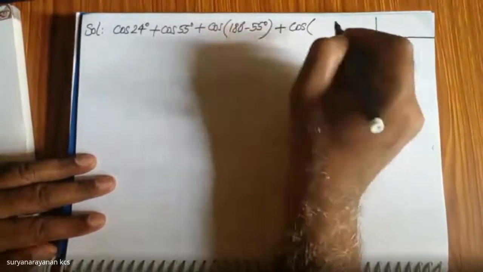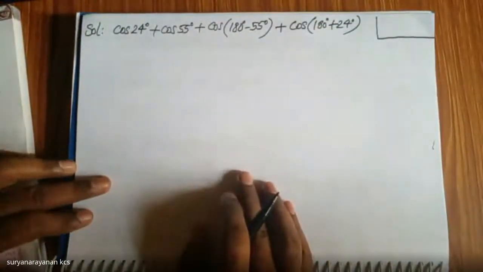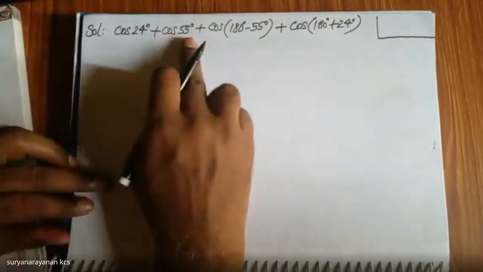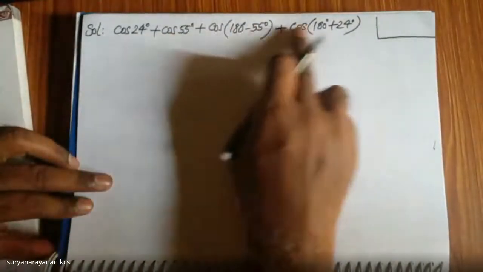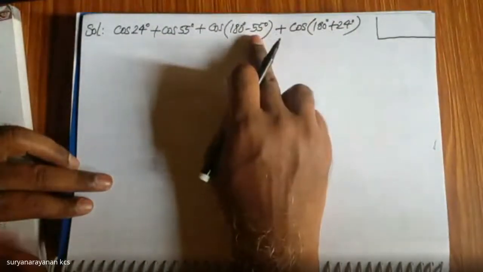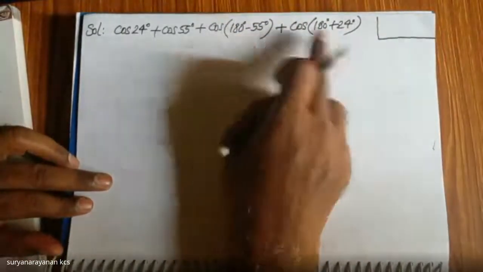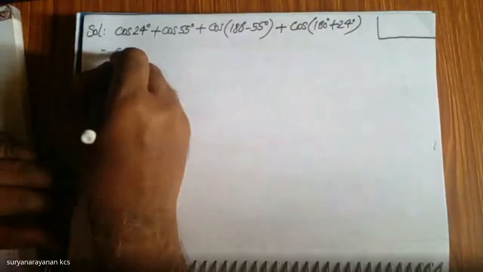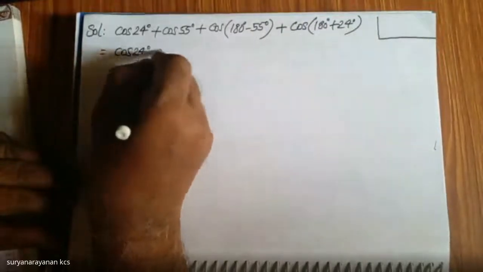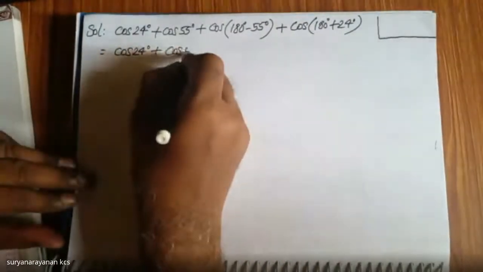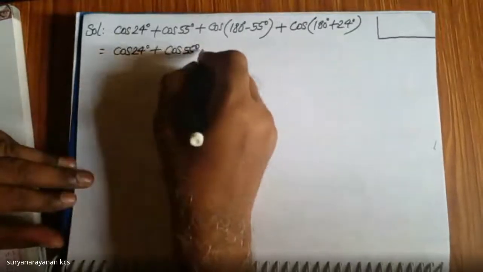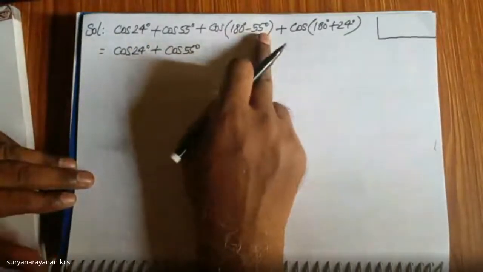Similarly, we split this 204 degrees as 180 degrees plus 24 degrees. Okay, my children, because here 24 degrees, here 55 degrees are there. So to get the same angles, we have split these angles like this. That is equal to cos 24 degrees plus cos 55 degrees.